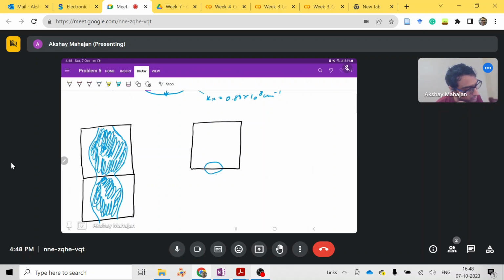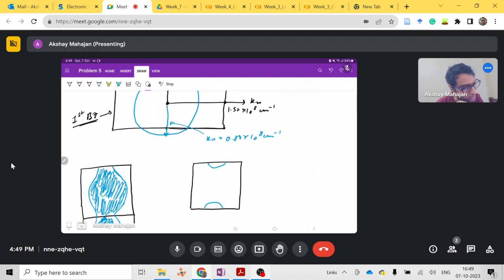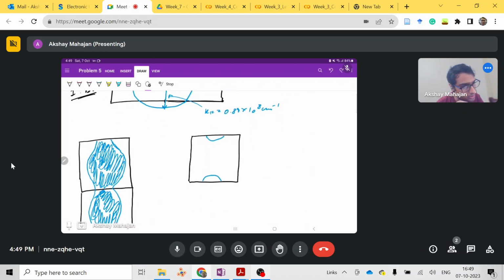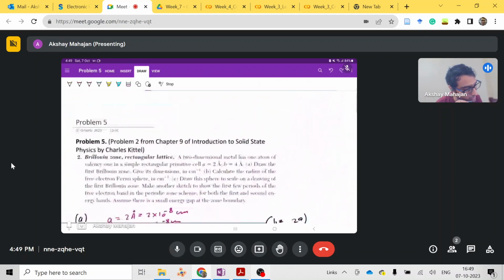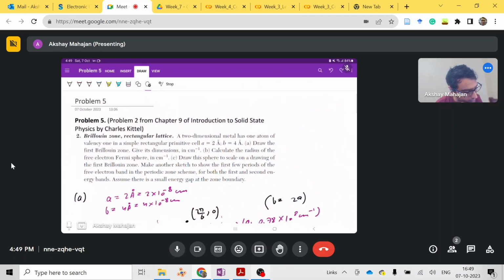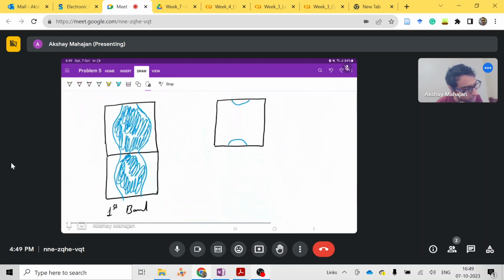I will just bring it here by this periodicity. Similarly, I will bring this one here. Alright, this is smaller compared to what it was there, because we have to consider some cutting. Even there is a small energy gap at its own boundary.